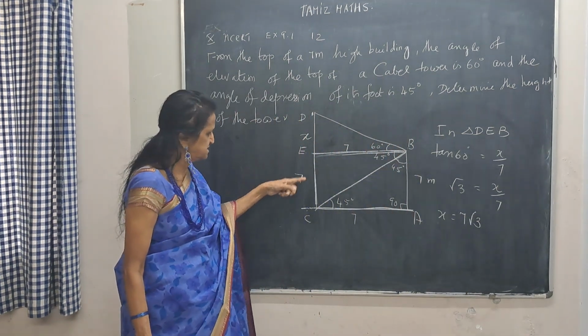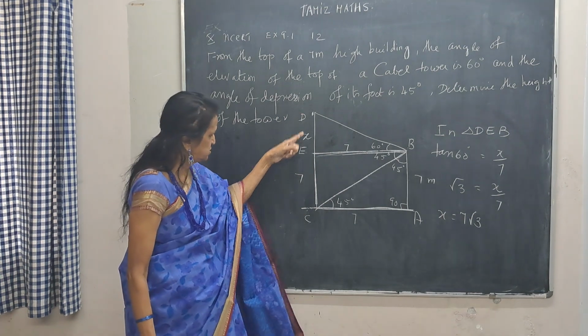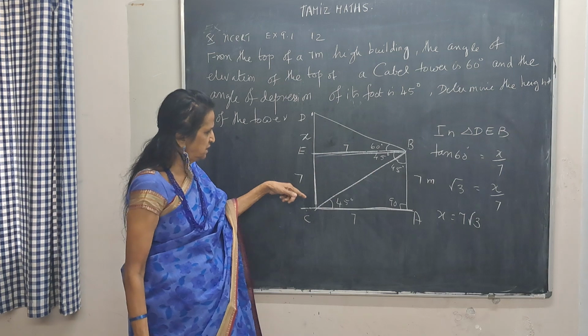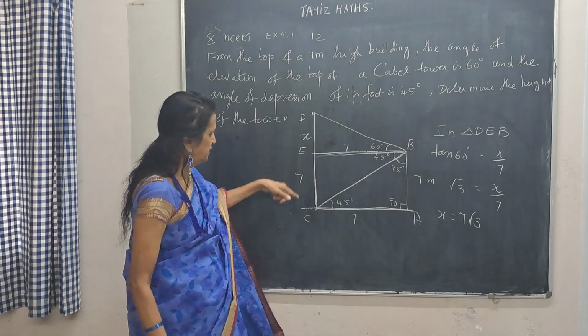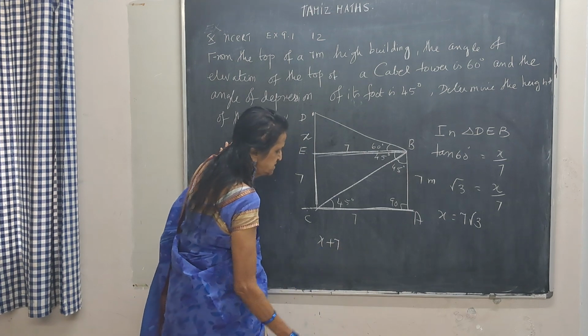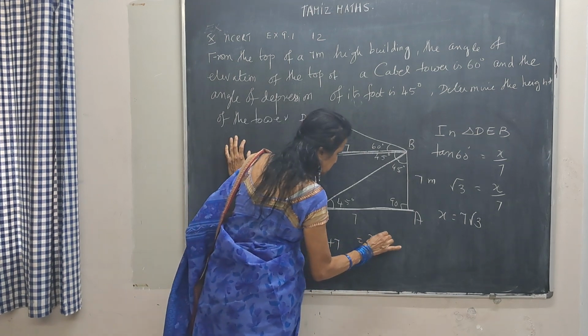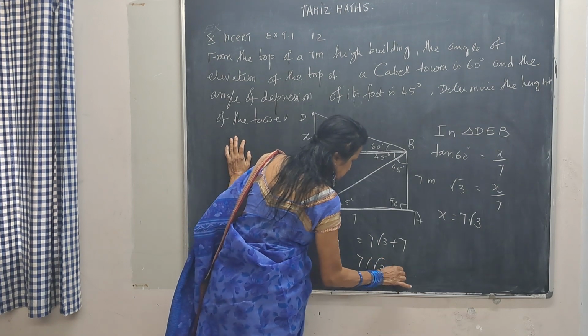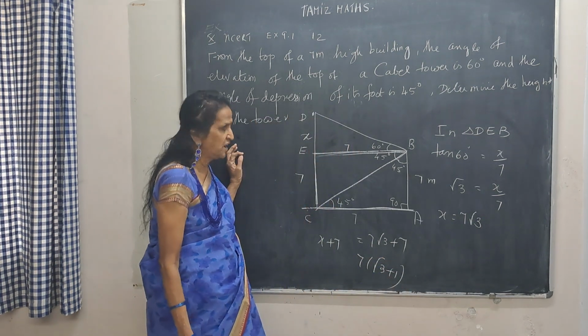So now this is 7. You want this to be the height of the tower. So the height of the tower, just one more minute and I think we will get the answer. The height of the tower is x plus 7. But what is x? 7 root 3 plus 7. Take 7 outside: 7 times root 3 plus 1. I'll go through it fast.